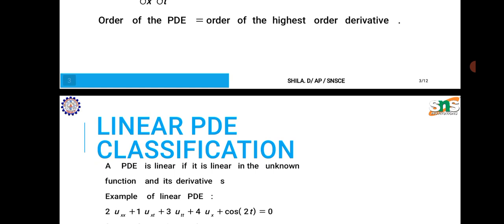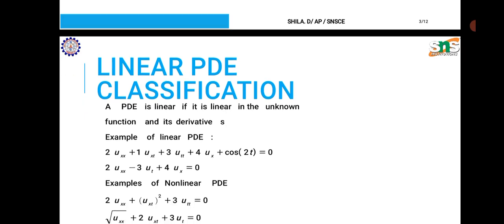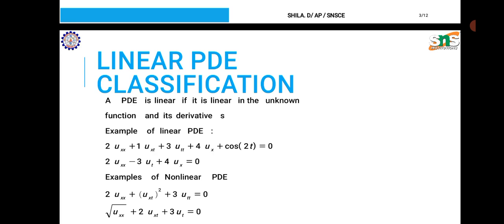Next, we are going to see linear partial differential equations and their classification. A partial differential equation is linear in the function and its derivatives. An example of a linear partial differential equation is 2uxx plus uxt plus utt plus 4ux plus cos 2t. I don't have higher orders, in the sense of powers like uxx whole square or uxt whole square. I don't have that type.